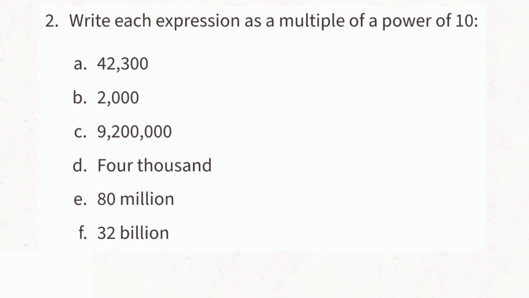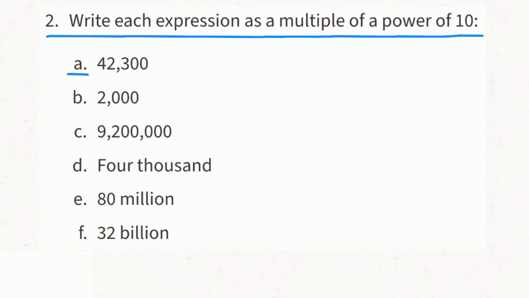Problem number 2. Write each expression as a multiple of a power of 10. A. You have a 4, a 2, and a 3, followed by 2 zeros. Those 2 zeros mean that the value of this number is 100 times larger than 423. So we can write 423 times 10 to the second power, because 10 to the second power means 10 times 10, which is 100. And 423 times 100 would be 42,300.